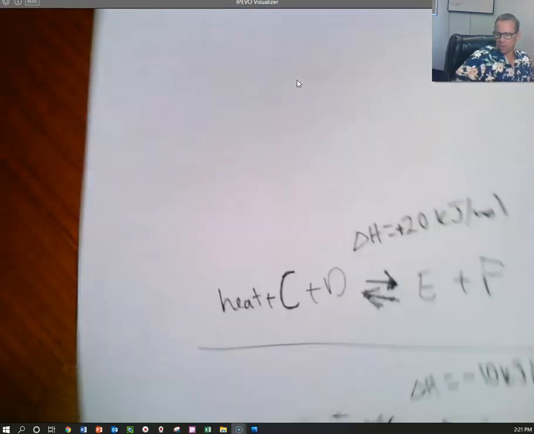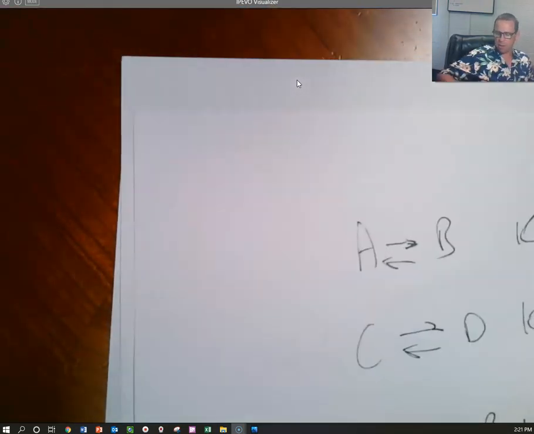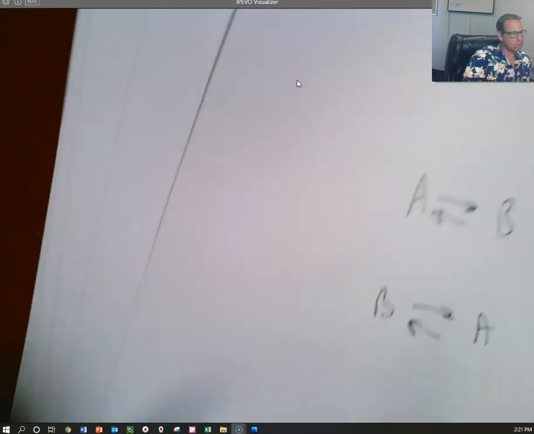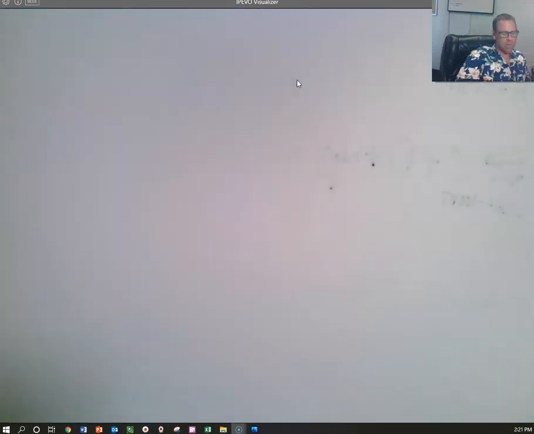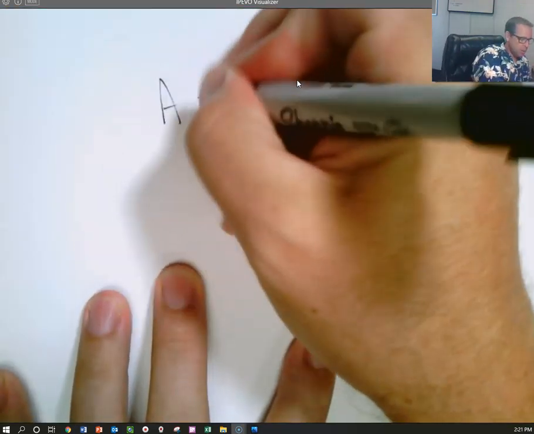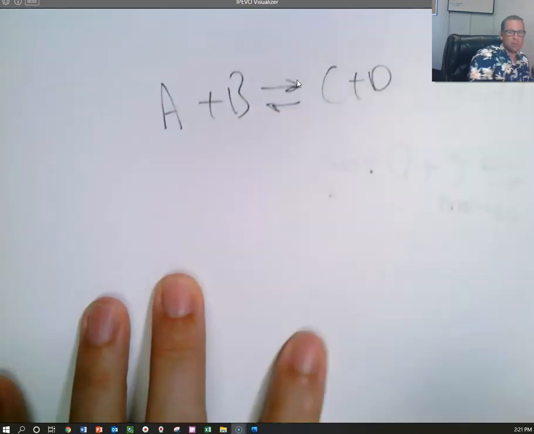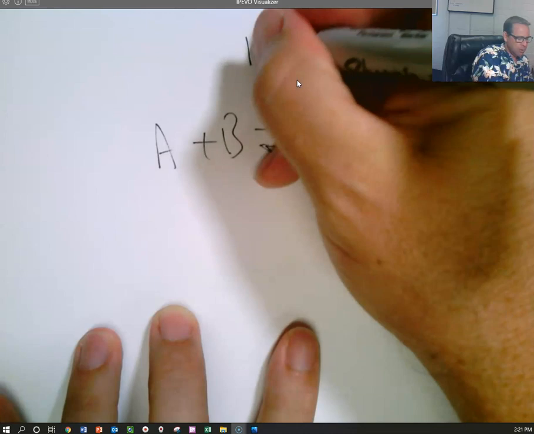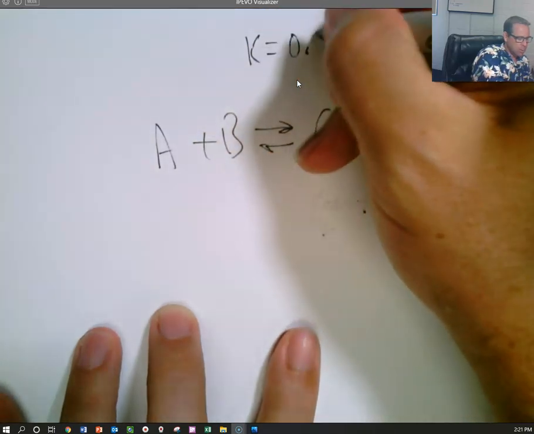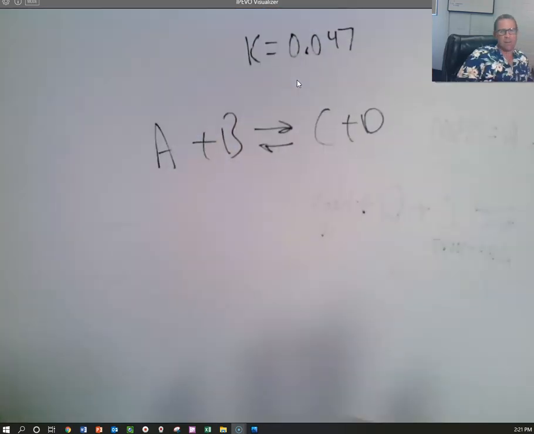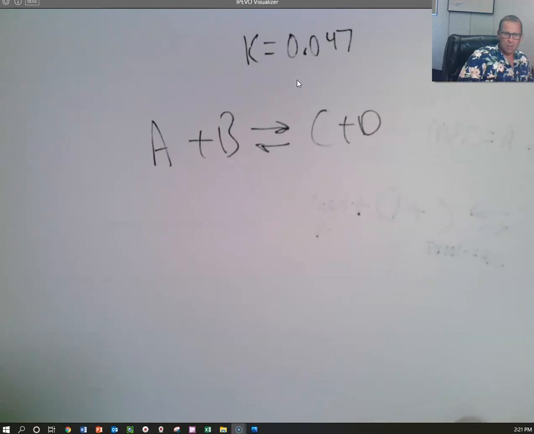Okay. I think we have created a decent review video for all sorts of things that we've already gone over. Oh, I guess there's one more thing that we could talk about. All right. So here we go. A plus B going to C plus D. K for this reaction equals 0.047. That's the K for this reaction.